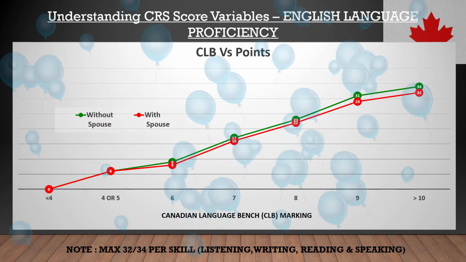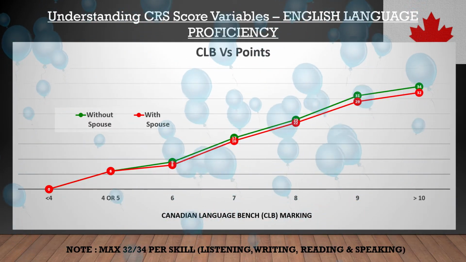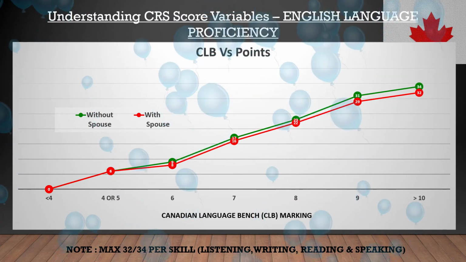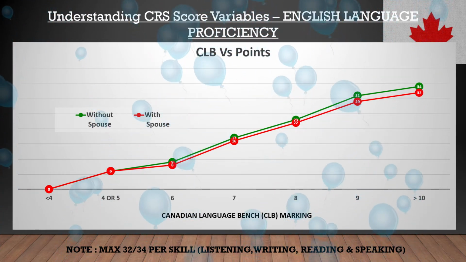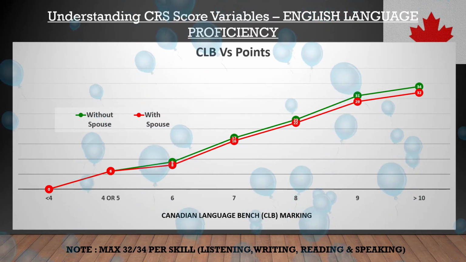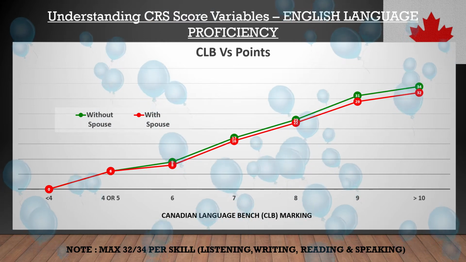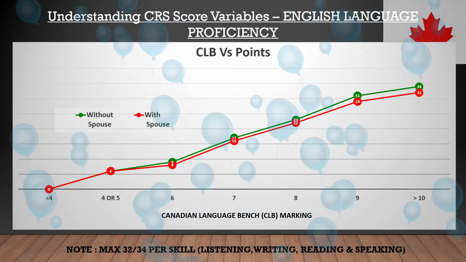If you score less than 4 in CLB, that is Canadian Language Benchmark, 0 points. For 4 or 5 you get 6 points. Similarly, if you score CLB 10 or greater, you will be getting a maximum of 32 or 34, based on whether your spouse is accompanying you or not. Okay, now I think you have a fair idea of how the CLB is contributing to your score.